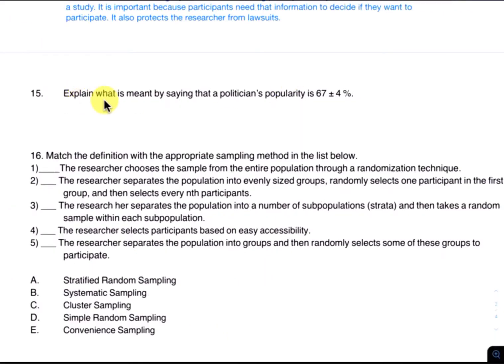Number 15, explain what is meant by saying that a politician's popularity is 67 plus or minus 4%.